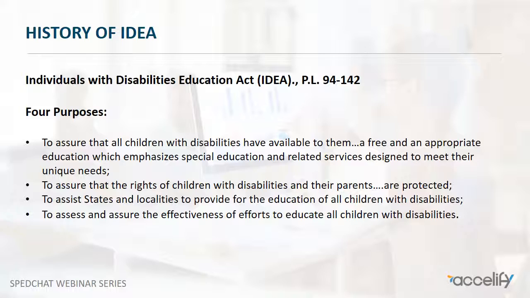The Individuals with Disabilities Education Act has 4 purposes: to assure that all children with disabilities have available to them a free and appropriate education, and emphasize special education and related services designed to meet the unique needs of students with IEPs. It assures that the rights of children with disabilities and their parents are protected, and it assists states and localities to provide education for all students with disabilities. Finally, it assesses and assures the effectiveness of those efforts through progress reporting.